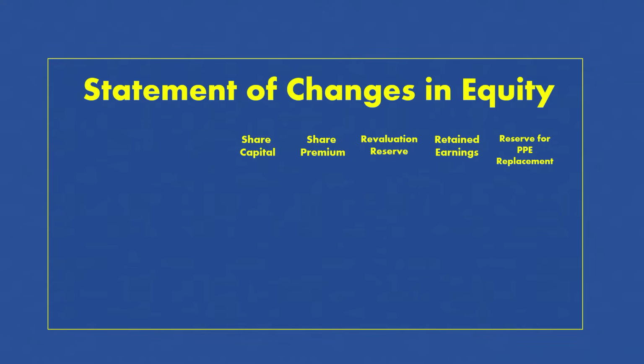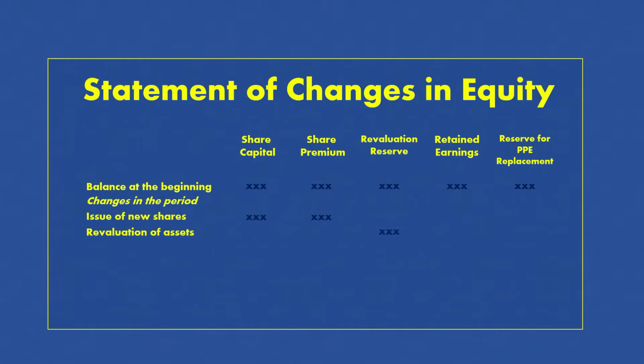So we will have a separate column for each head of equity, that is share capital, premium, and then reserves. Then we will use the rules to define the balance at the beginning. So we will write down the balance at the beginning of the period, and then we will show all the changes, which include if there are any new share issue, we will add that as well.